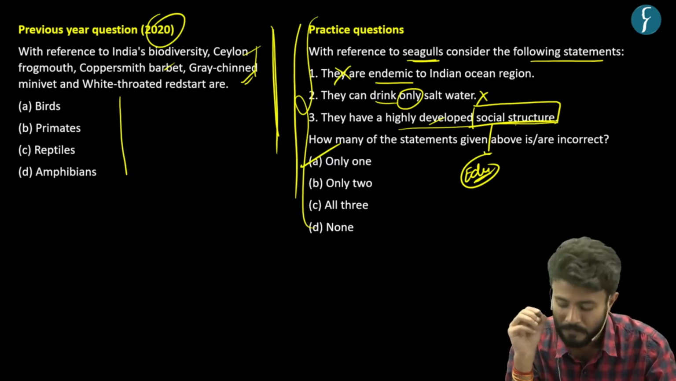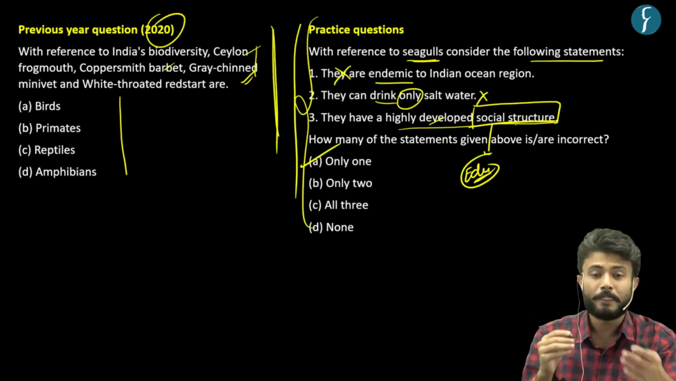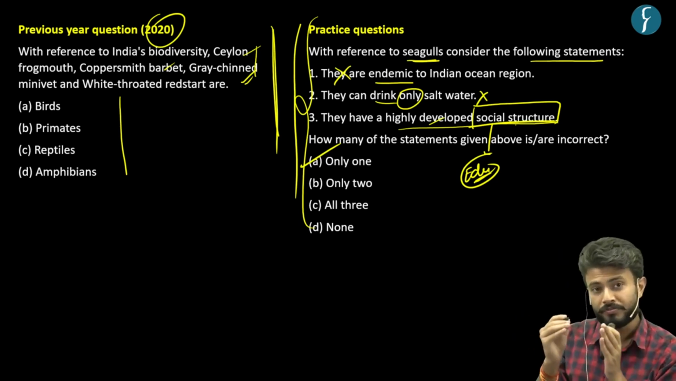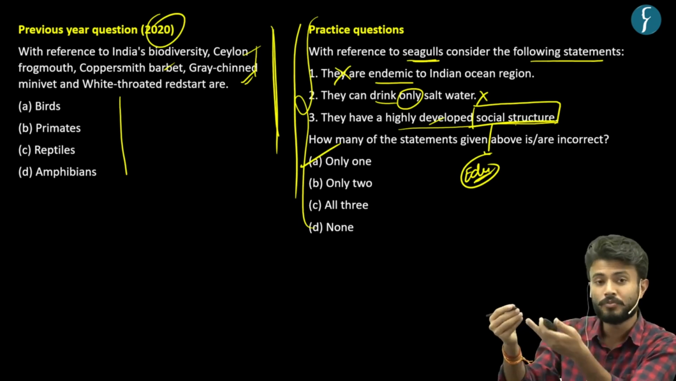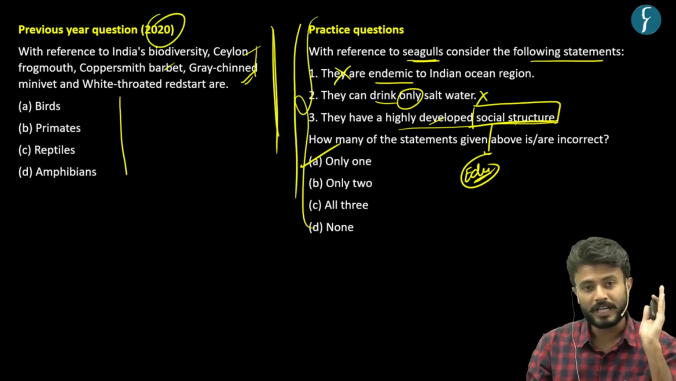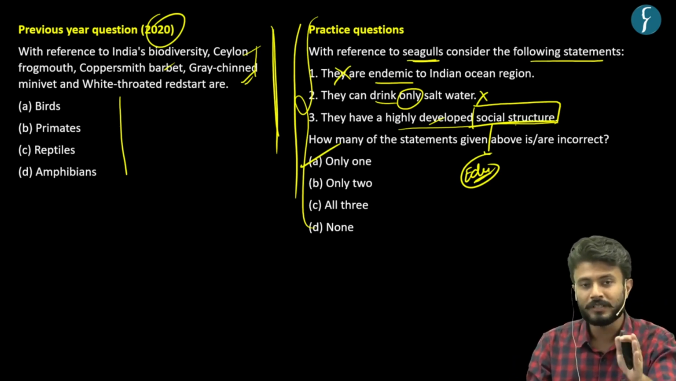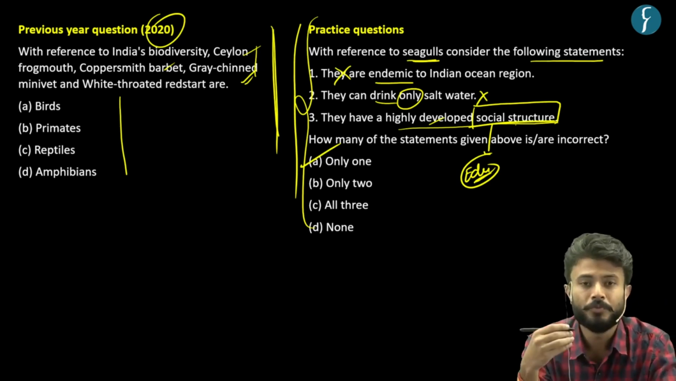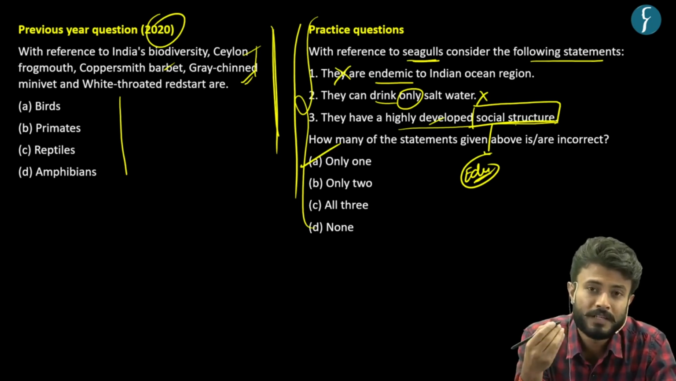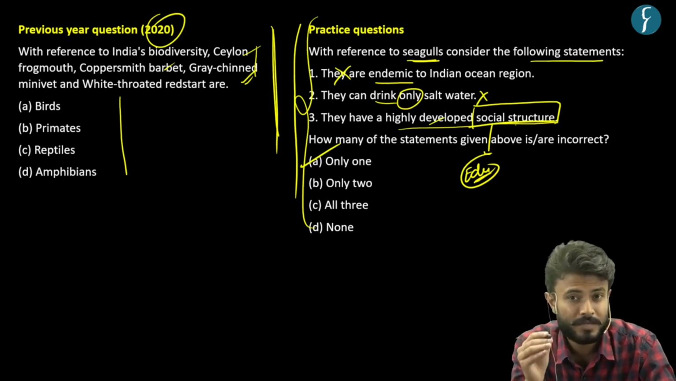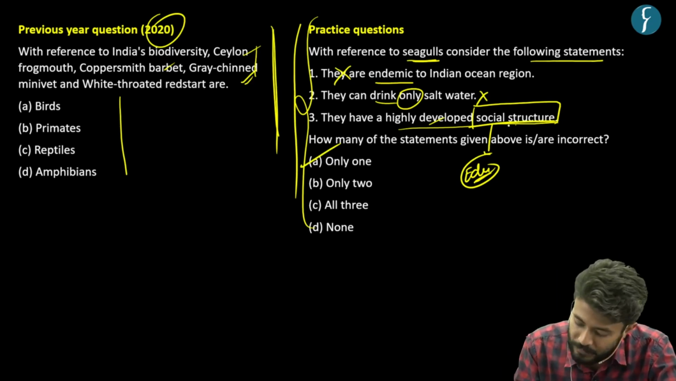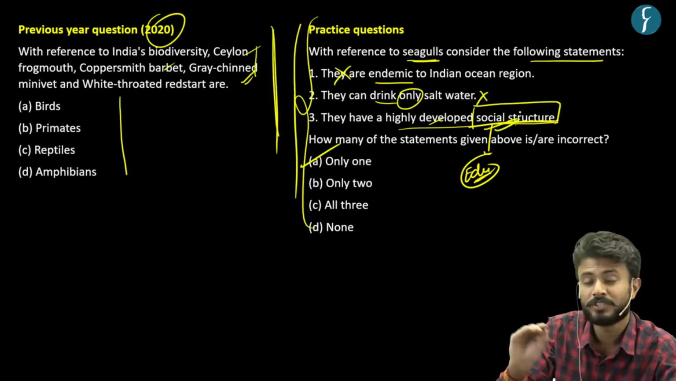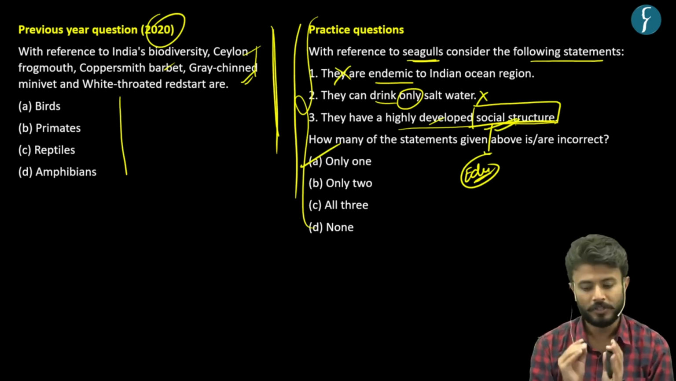By education, these species mean that they transfer how to find their specific insects, primarily their food resources. So the parents transfer this information to their children in order to make them relatively better aware of which type of food is important for them and which is not. Why is this happening? Because they have a well developed social structure, right? So these were the facts related to Seagull.